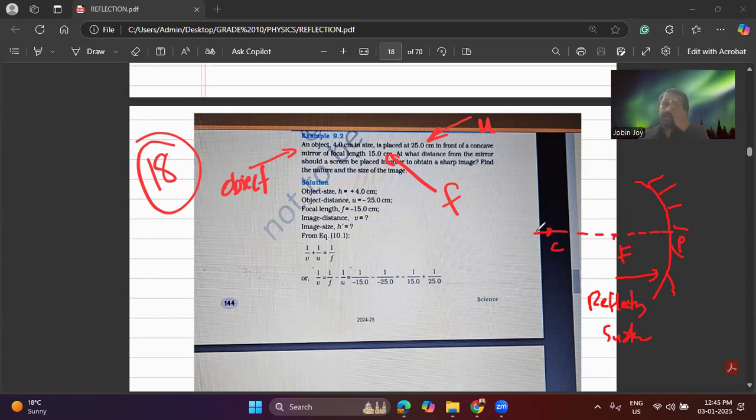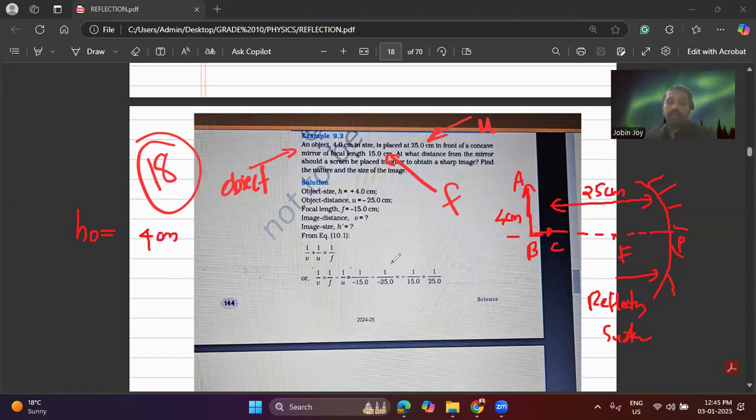An object 4 centimeter in size is placed at 25 centimeter in front of the concave mirror. So the object is somewhere here. I will mark it like this, AB. What is the size of the object? The size of the object is 4 centimeter, at a distance of 25 centimeter. So HO is given, right? Height of the object is 4 centimeter.